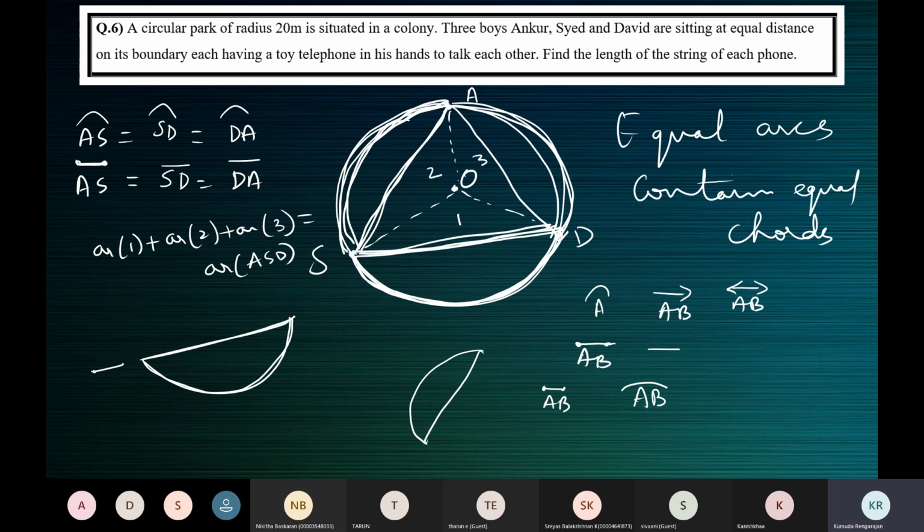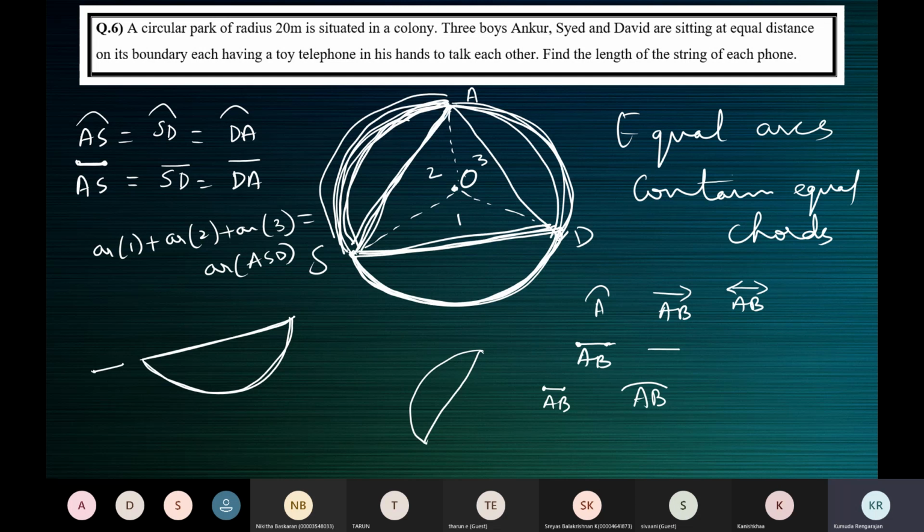The boys are sitting on a boundary. That string will not go like this. You understand? You know, when you're playing, you keep the string stretched, right? The string in their hands, it's stretched. That does not make a curve. The string does not go like a curve like this.